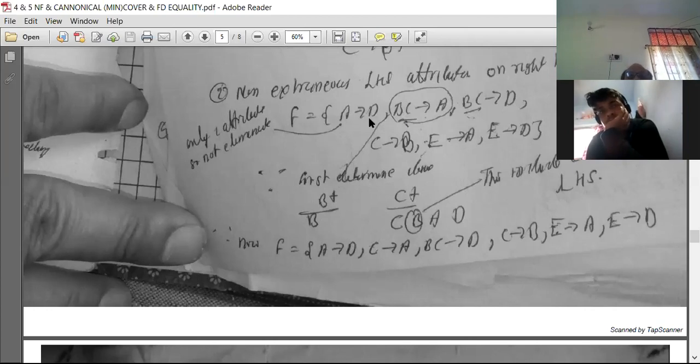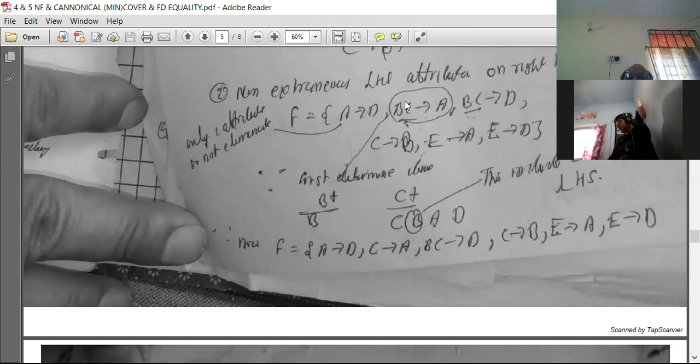That means suppose A tends to D, there is only one attribute at the left side. In this case, there are two attributes at the left side, B and C. So we have to check whether an attribute is extra or whether it is a required attribute.